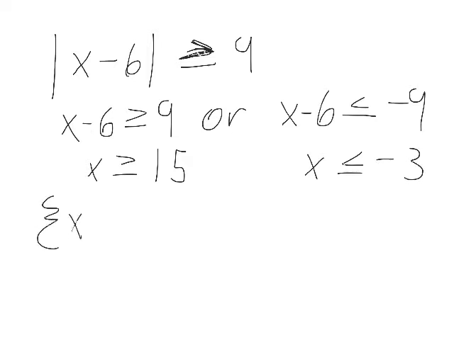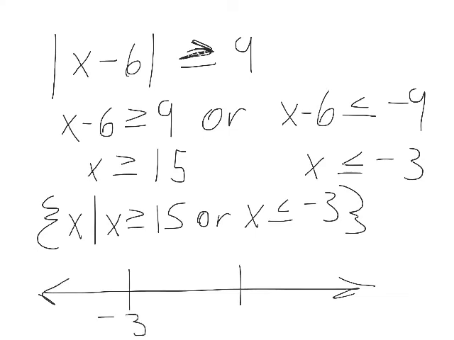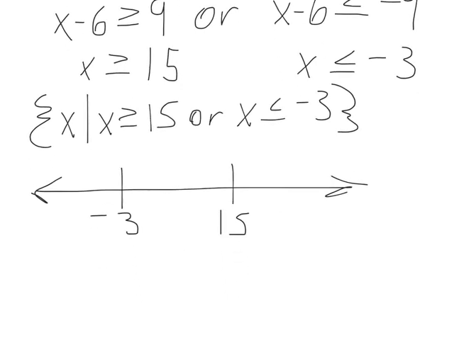Set builder: X such that X is greater than or equal to 15, or X is less than or equal to -3. Graph, this time we'll use brackets, okay? -3 is on the left, 15 is on the right. Be sure you pay attention to which one needs to go where. And then we've got brackets at -3. That inequality says X is less than or equal to, so that goes to the left. And then at 15, we're greater than or equal to, so that would go to the right.